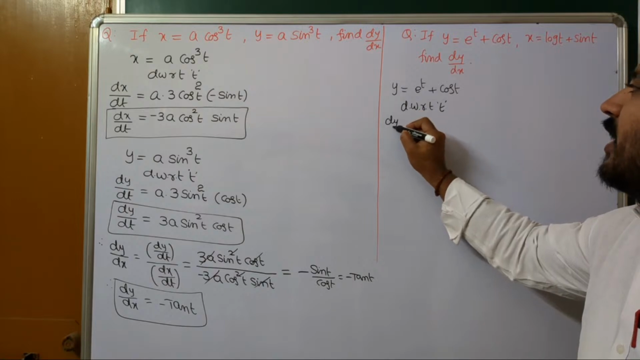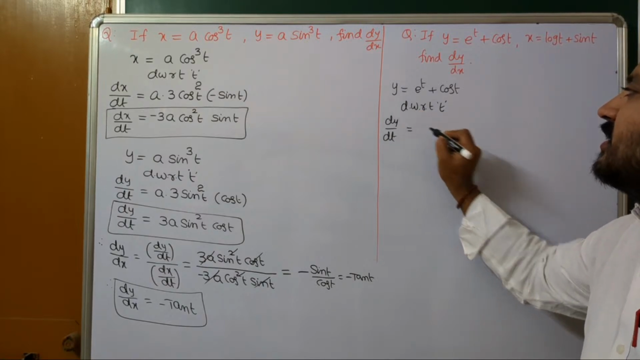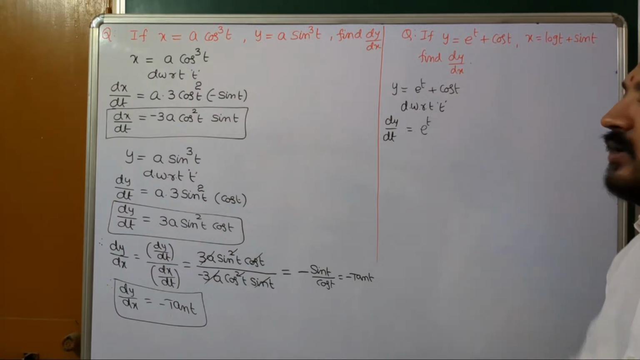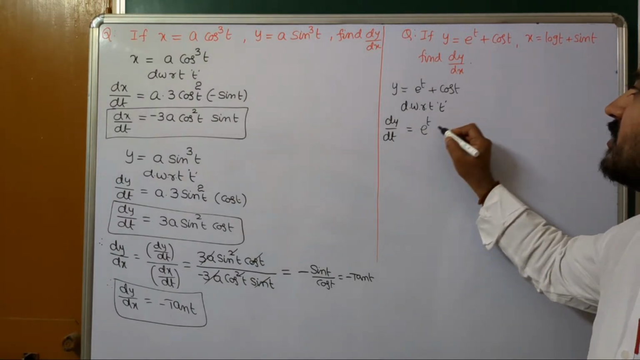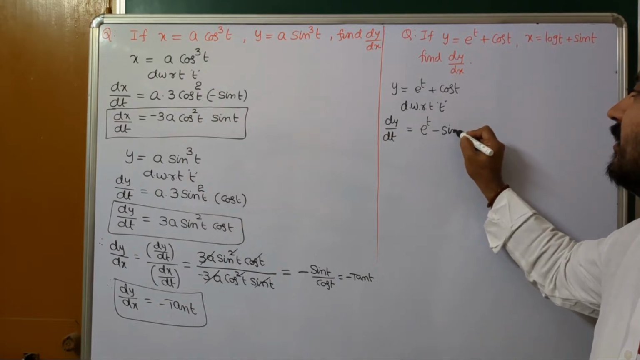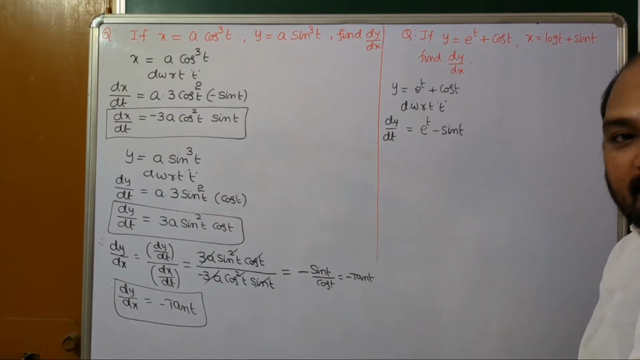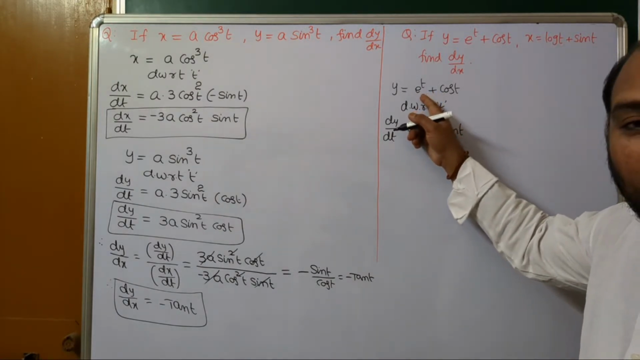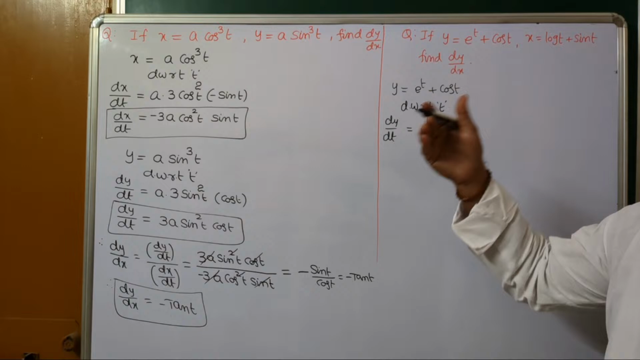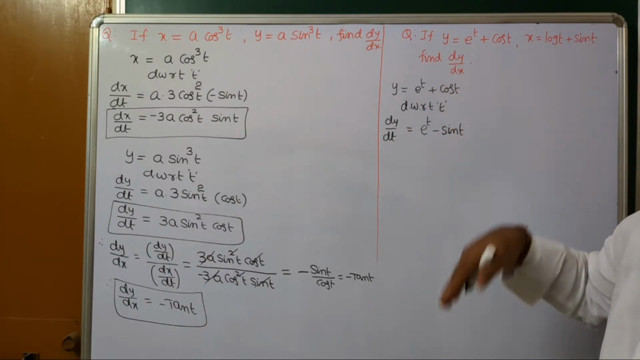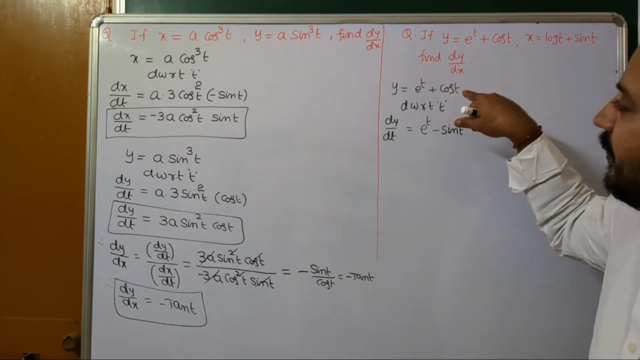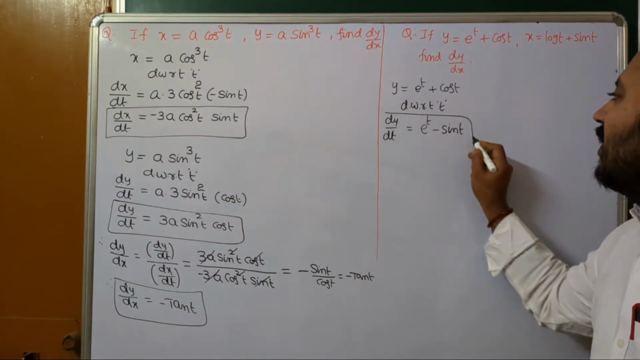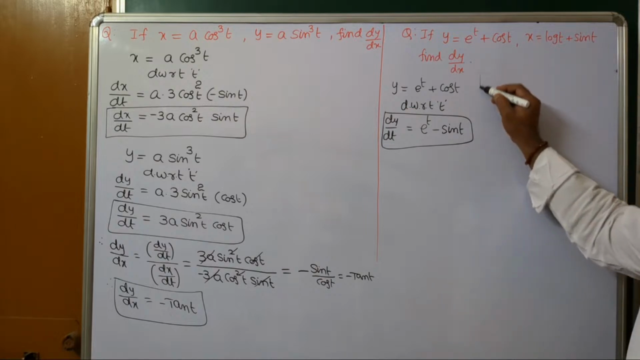So dy by dt is equal to d by dt of e power t, d by dt of cos t minus sin t, just like d by dx of cos x is minus sin x. So d by dx of e power x, but here there is t instead of x, so d by dt of e power t is e power t, d by dt of cos t is minus sin t. Understood? Similarly, let us calculate dx by dt, students.